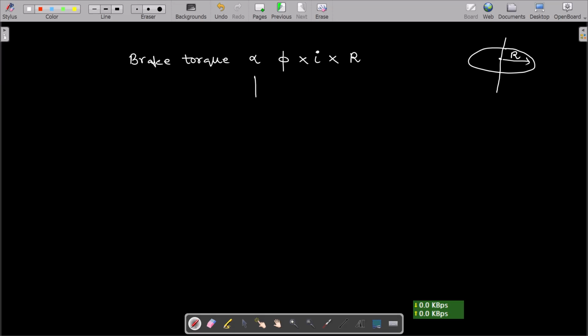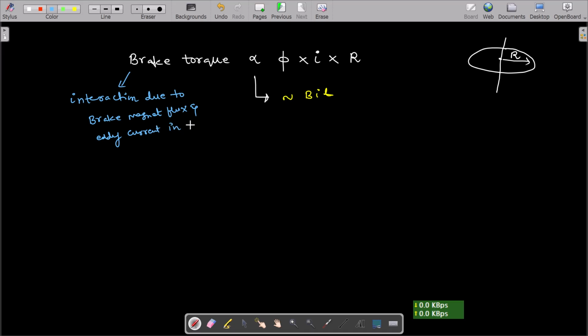In the same way this also, similar to BIL. So this brake torque is nothing but the interaction due to the brake magnet flux and the eddy current in the disk.